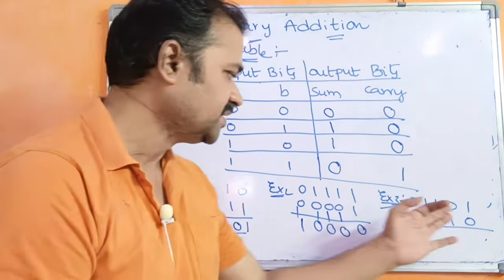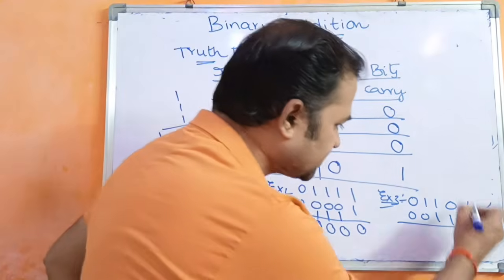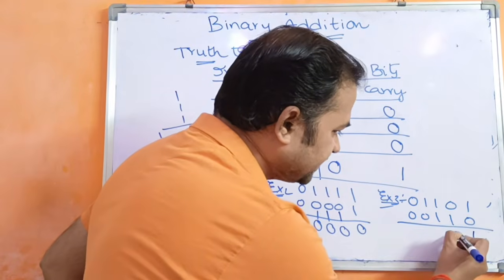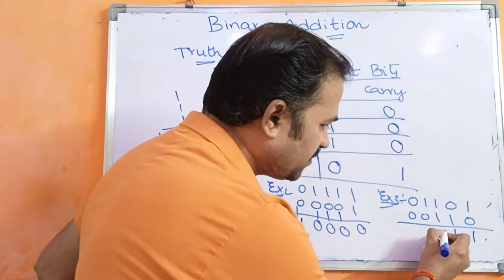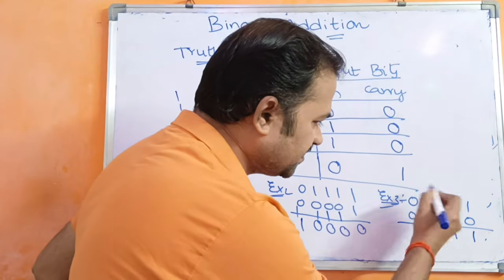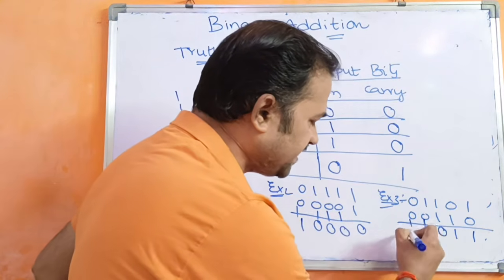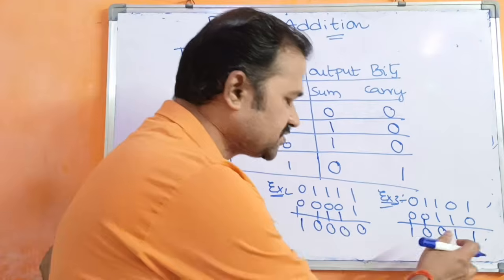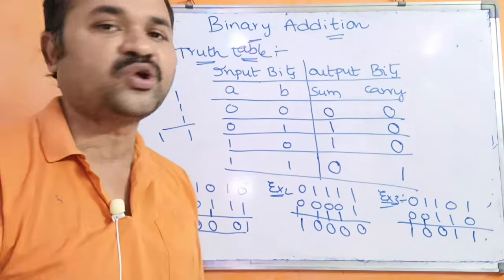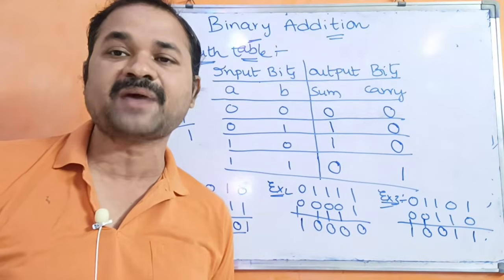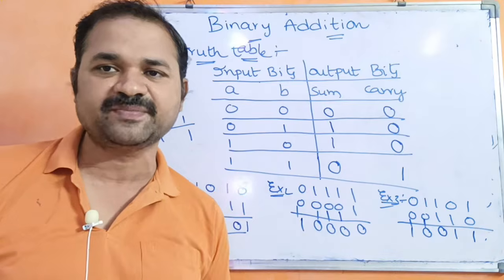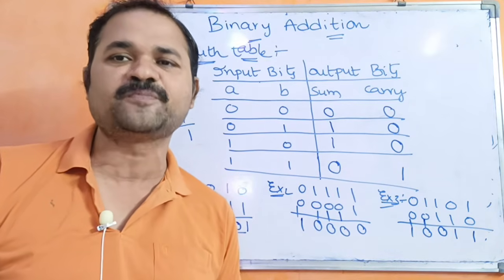Next, for this, the sum is 1 plus 0 means 1. 0 plus 1 means 1. 1 plus 1 means 0 with a carry 1, and 1 plus 1 means 0 with a carry 1. So the result is 1 0 0 1 1. In this way we can perform binary addition on 2 numbers. In the next video we will see binary subtraction.